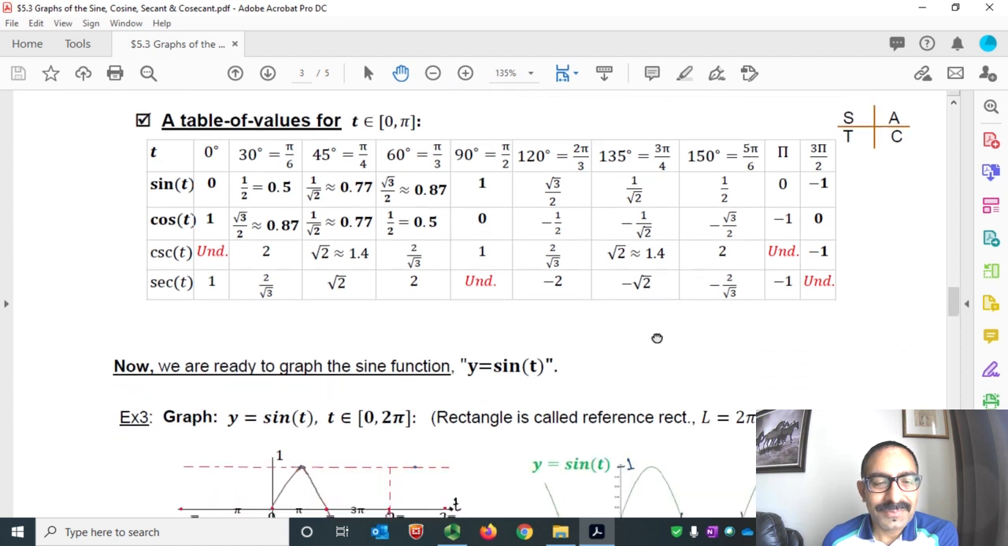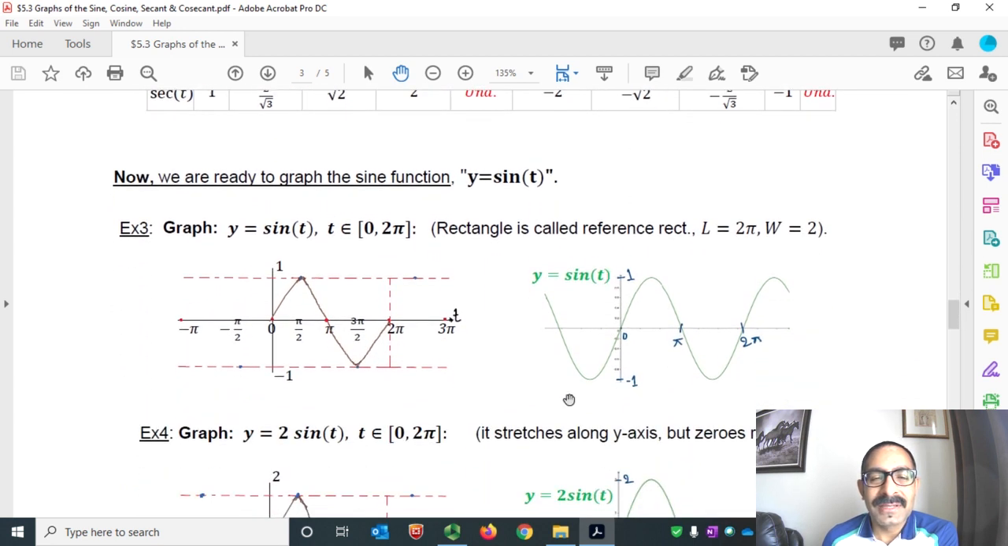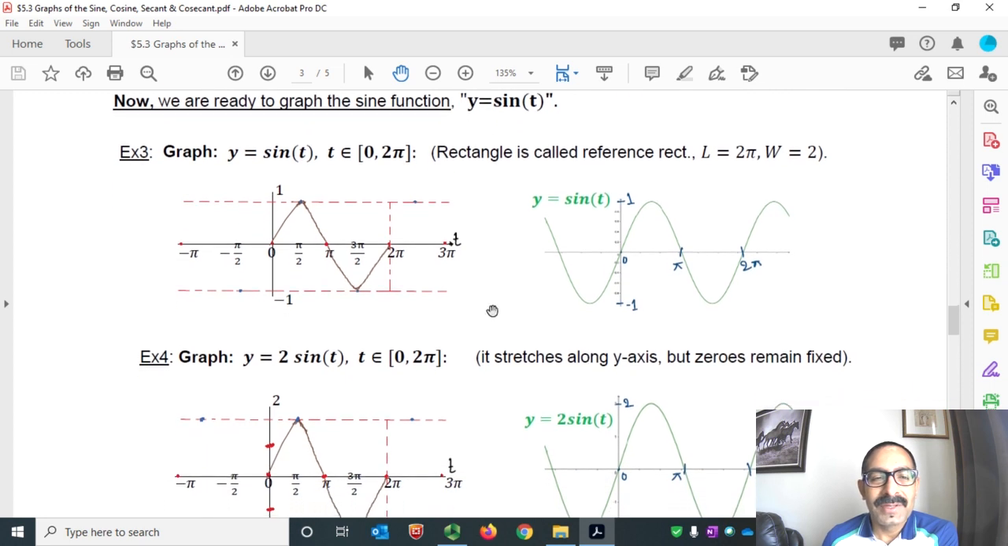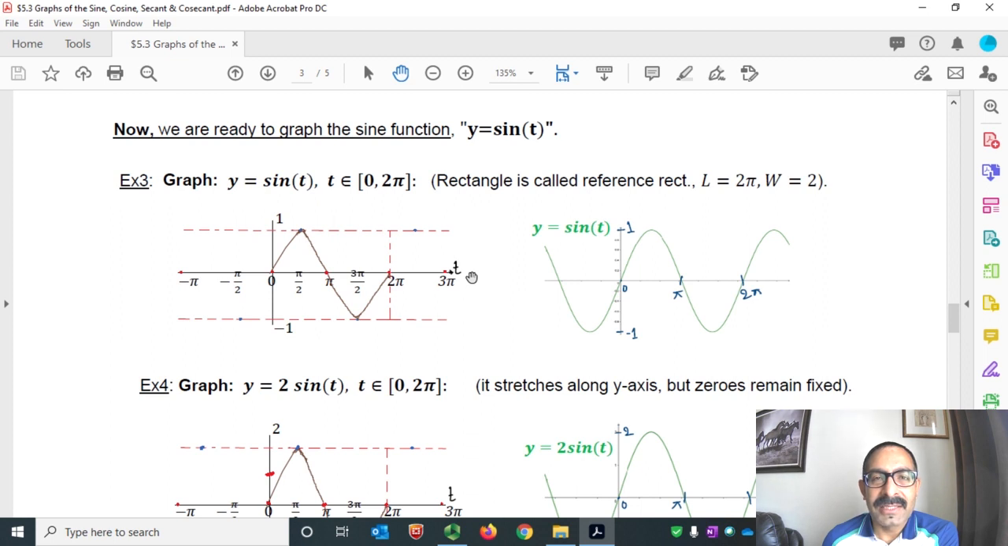So now let's move on. Now we are ready to graph the sine function. Example 3, graph sine t where t belongs to 0 to 2 pi. Let's see the first diagram here. The idea is to draw the x-axis and label it as the t-axis, and draw the y-axis. They cross at the origin. Mark that point by 0, and from 0 mark 2 pi along the t-axis to the right of 0. So here is 2 pi. Similarly, on the y-axis mark 1 unit up from 0 and minus 1 unit down from 0.